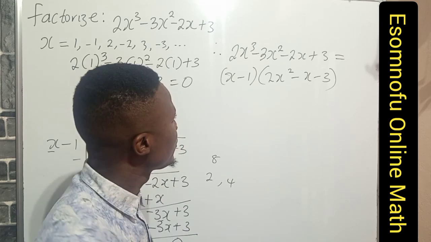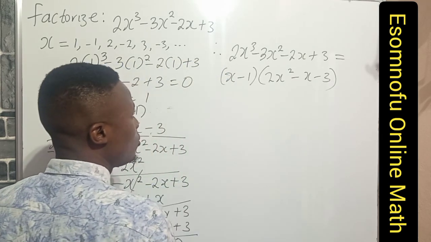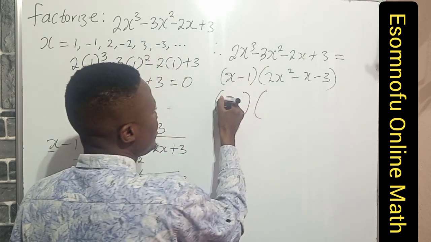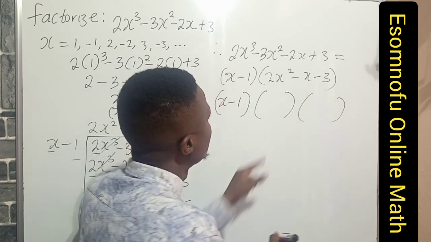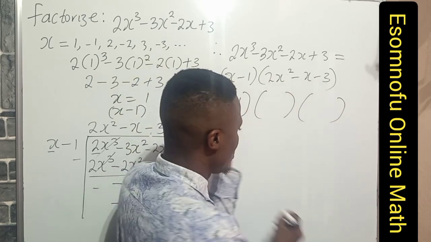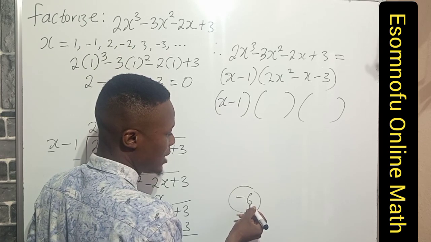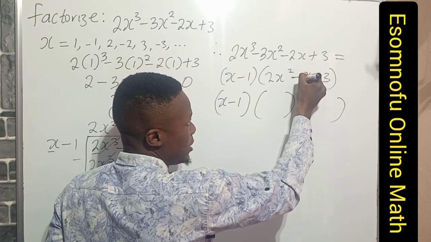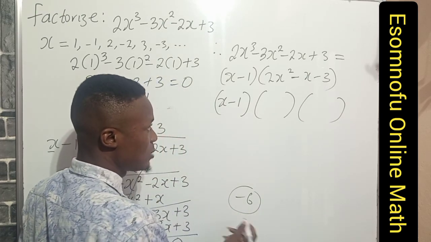We have factorized this, but it has not been factorized completely because this can be factorized further. Let us check. This is now a quadratic expression. If you want to factorize it, we have x minus 1 here already. Just form 2 brackets. There is a number beside the x squared. Use that 2 times minus 3. It becomes minus 6. So think of 2 numbers you will times to get minus 6, and if you add, you get minus 1 because the coefficient of x here is minus 1.